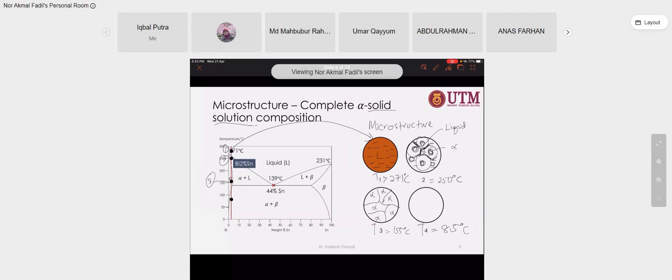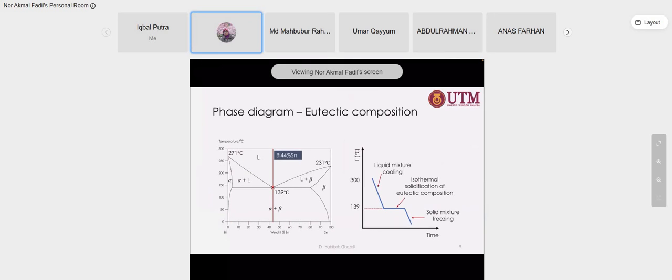Right, for this answer, please think about what the microstructure is, and try to sketch it by yourself. Later I will create the submission link for this short assignment. What is the microstructure for point number 4? It is at room temperature, similar to room temperature, where it contains only 2 phases. So try to sketch. I will leave this answer to you, and try to think what the microstructure is for this temperature.